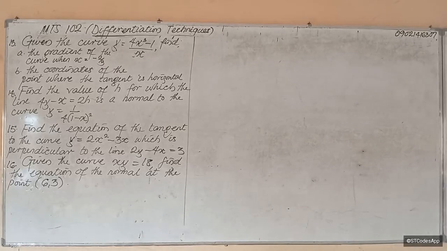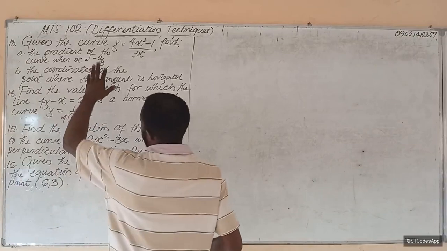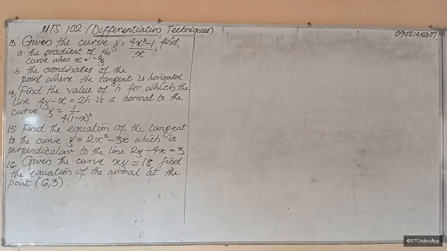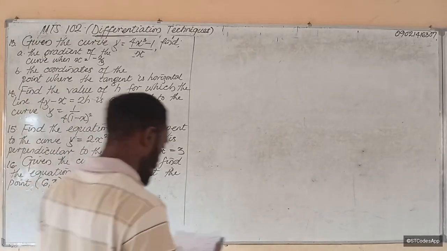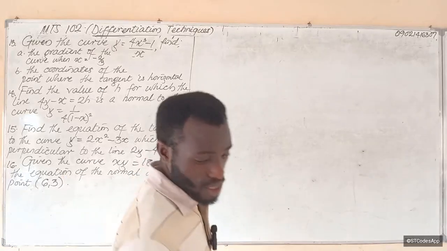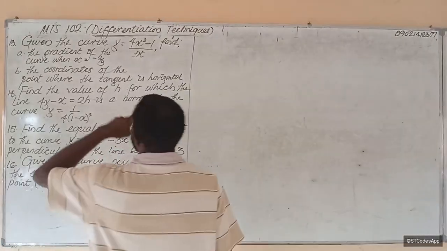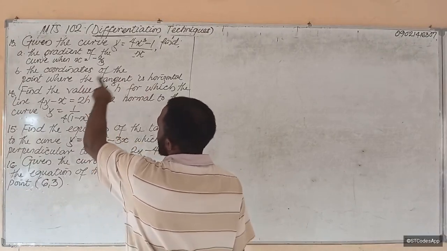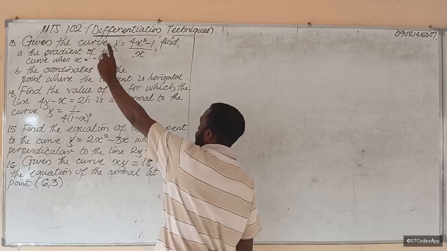Okay, so let's solve these questions. It says, given the curve y equals 4x cubed minus 1, find the gradient of the curve when x is equal to minus 2 over 3.